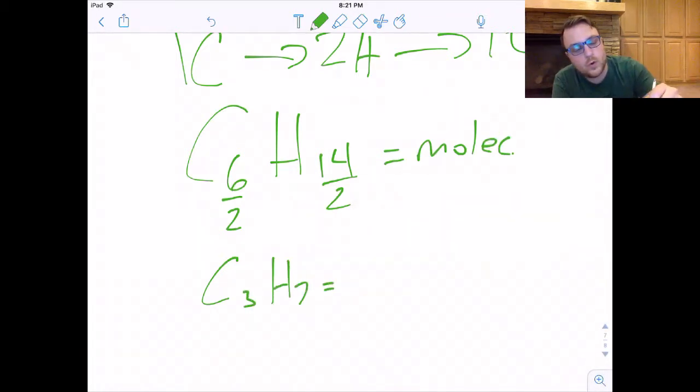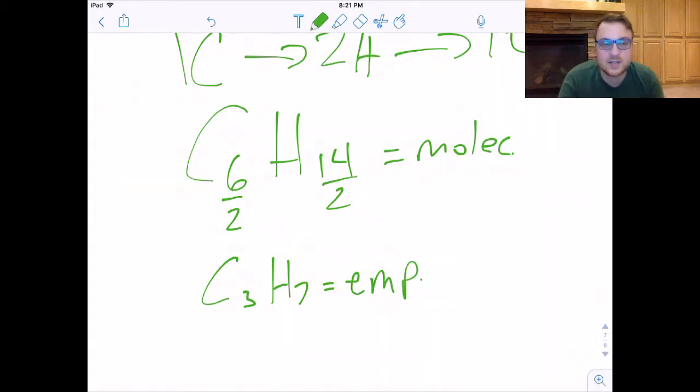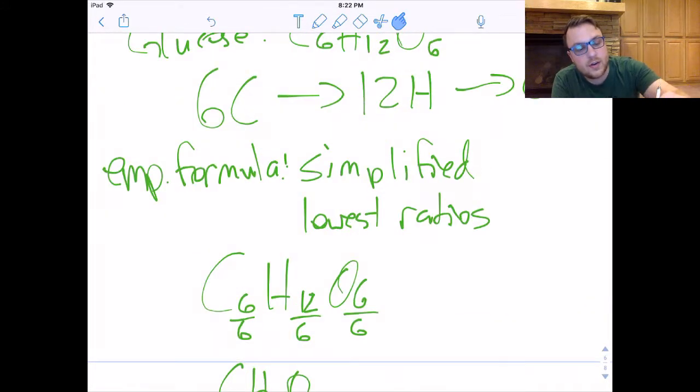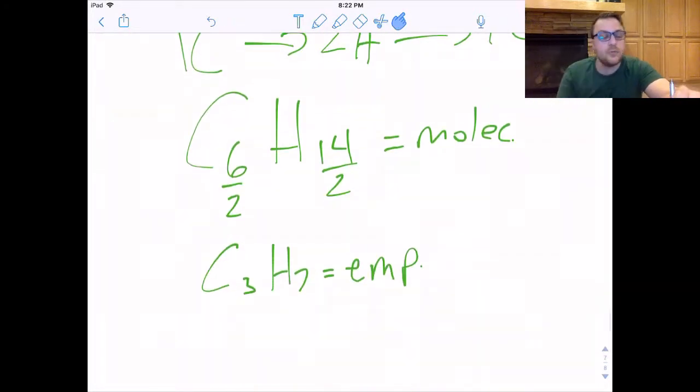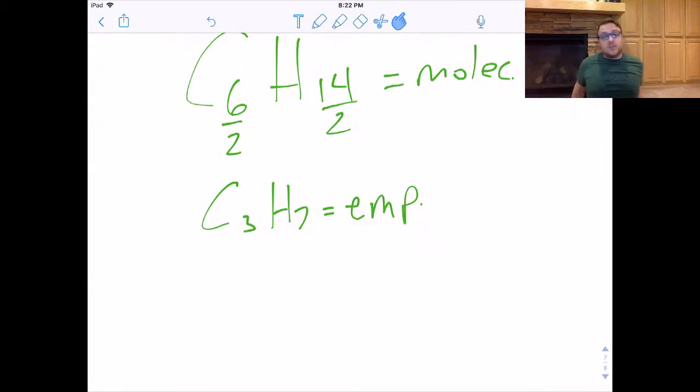So I should add that here. These need to be whole numbers. So keep that in mind. Like, you could divide 3 and 7 by 3 and get C1H2.5 or 2.33333, whatever. But you need whole numbers, so you need to make sure these stay as whole numbers. So that's one thing with empirical molecular formula.